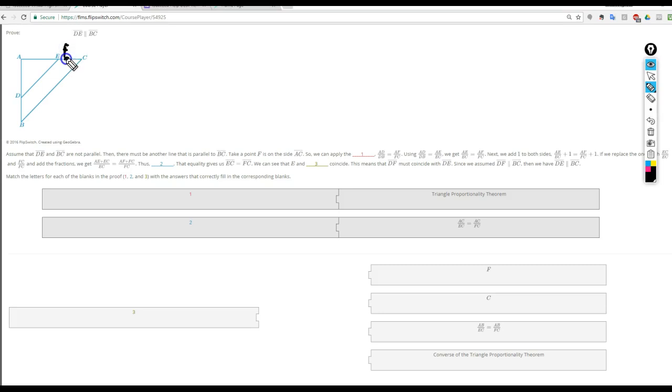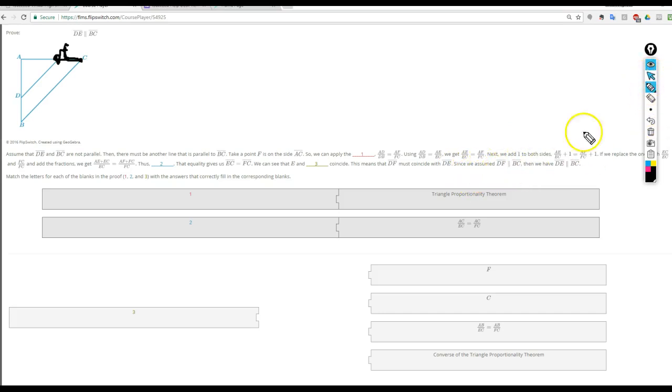Since segment EC and FC have to be the same distance, that means point F and point E have to be at the same place. That's what coincide means. It means it's at the same place. This means that segment DF must coincide with segment DE, or it has to be the same line.